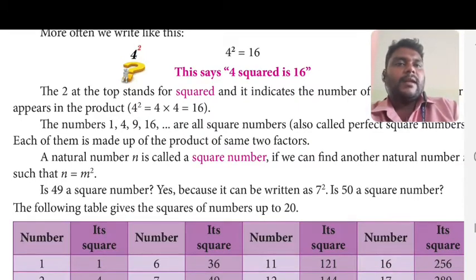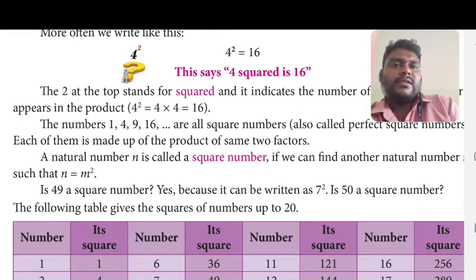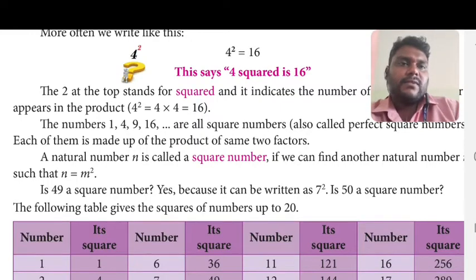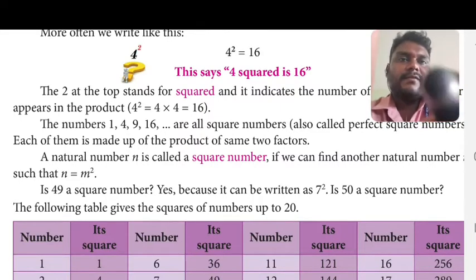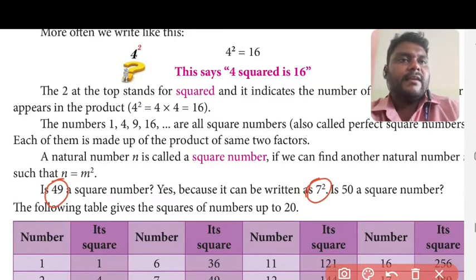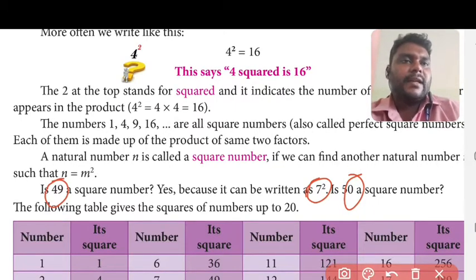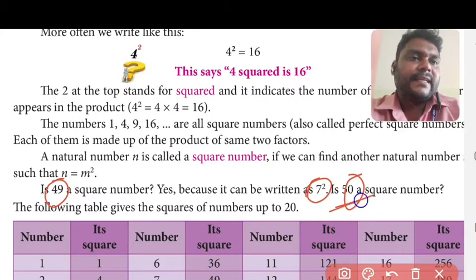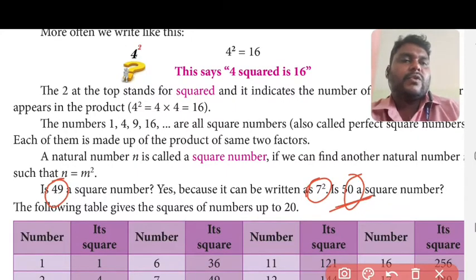So any number which, when you square it, gives an answer, that number is called a square number. Example, 49 is a square number because 7 square is 49. 50 is not a square number because if you square any number we do not get 50. So 50 is not a square number.